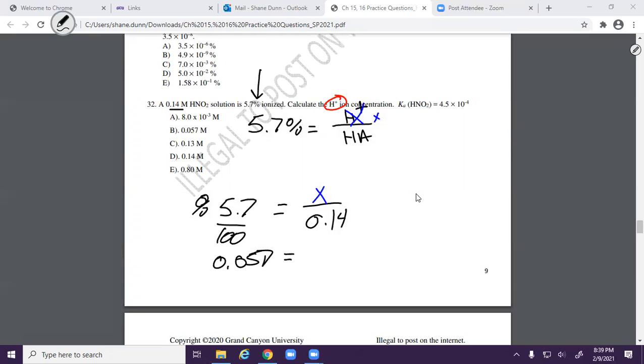0.057 is equal to X over 0.14. 0.00798. Okay, round that up. E? A. That's the easy way. Want to know the hard way? No? Okay, I won't teach you the hard way then.